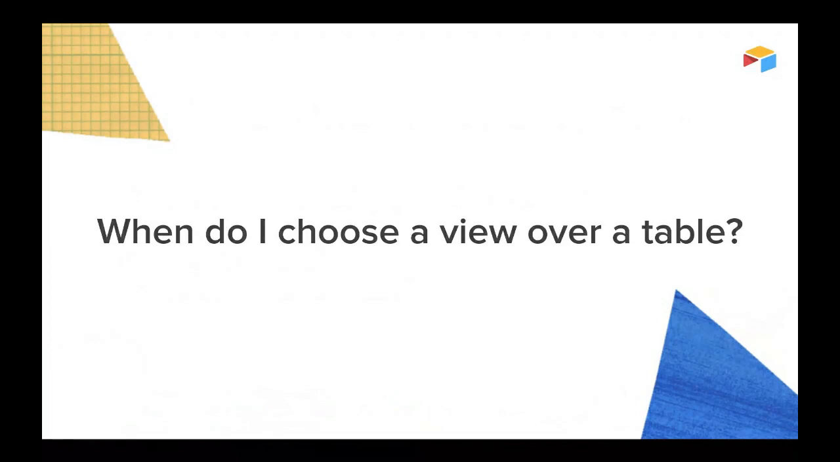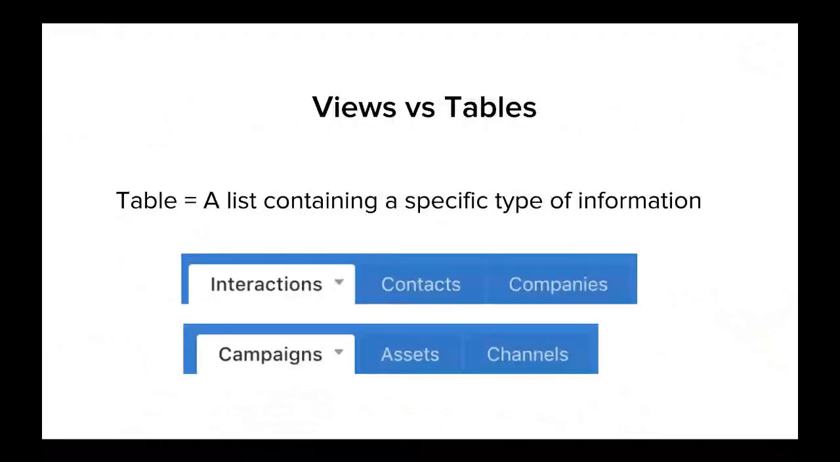In order to understand the answer for this question, we'll actually have to dive into what a table is meant for. So a table is very different from what you might see in a traditional spreadsheet program. A table is different from a tab because a tab is a blank canvas that allows you to enter anything. For us in Airtable, a table is actually a list containing a specific type of information.